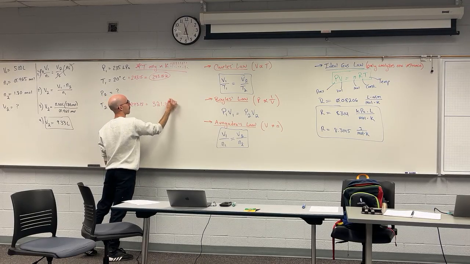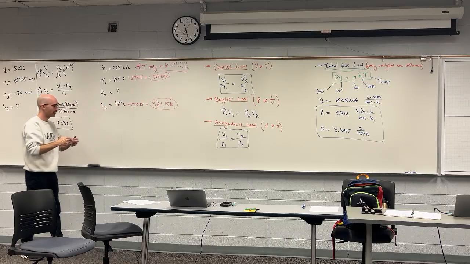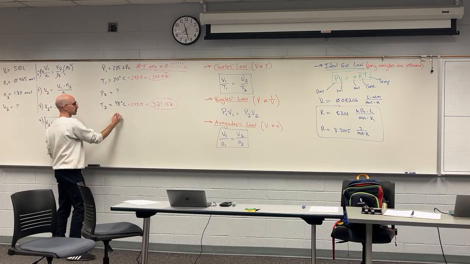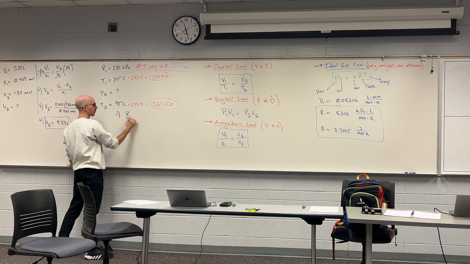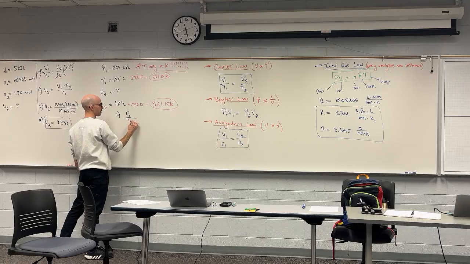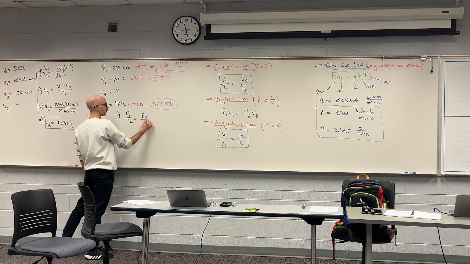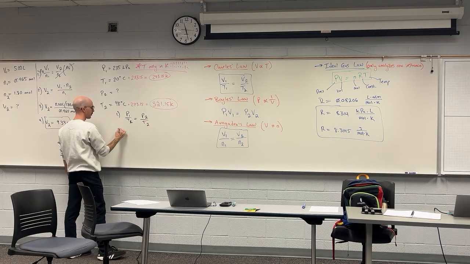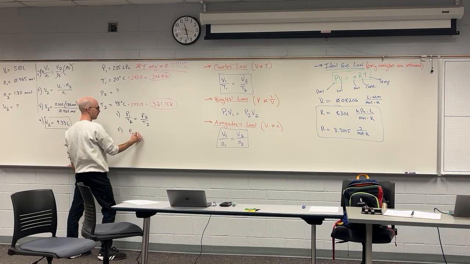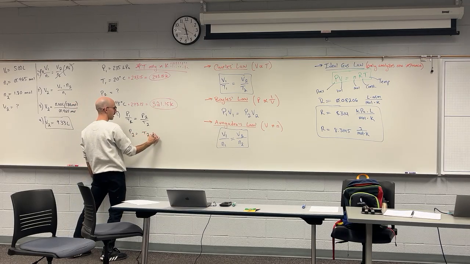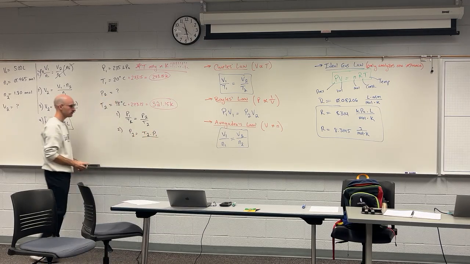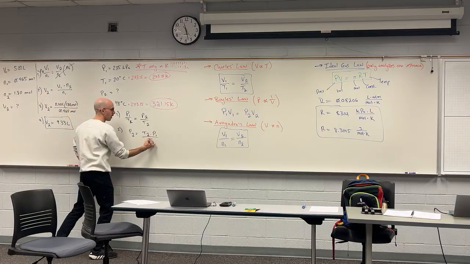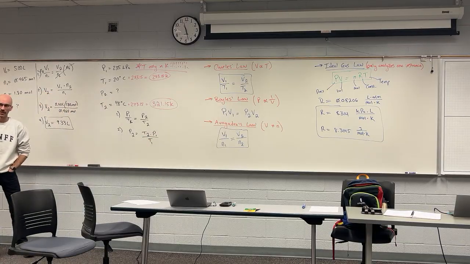321.15? Thank you. All right, now let's plug it in. First, I'll copy down my equation, P1 over T1 equals P2 over T2. Then I'll solve for what I want, which is P2. So I get T2 times P1 over T1.